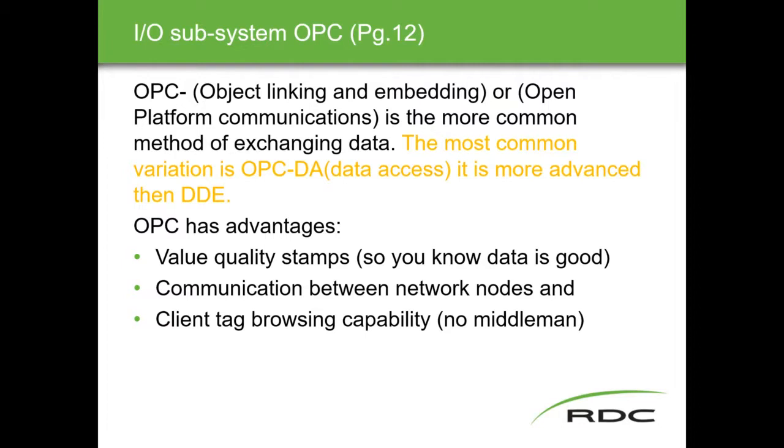And then it introduces something called client tag browsing capability. And basically this is just saying there's no middleman between the HMI and the processor. And that's probably a little bit more in depth than you really need to know. Long story short, we used to have DDE and now we have OPC, which is kind of the state of the union. And again, this brings along with it many of the things that we saw as we walked through control system protocols. We went from two wire to HART to DeviceNet to Foundation Fieldbus, and they all kind of built on the shortcomings of the previous ones, and this is really not any different.